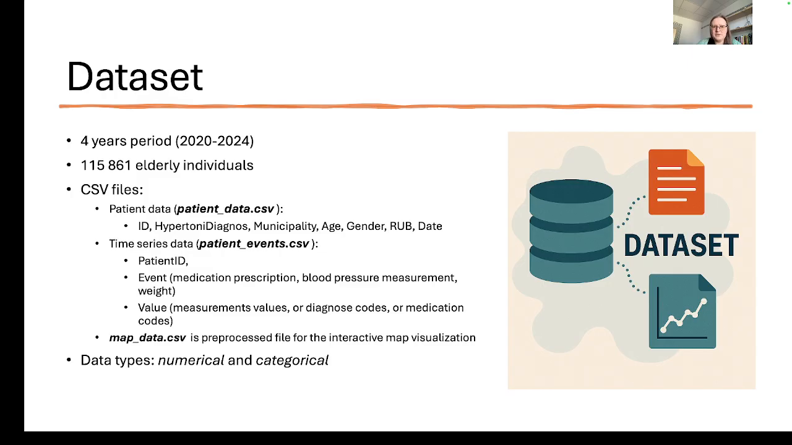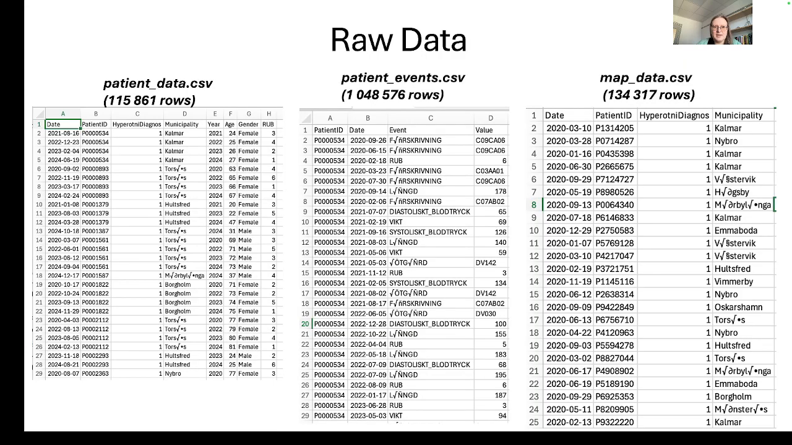And we have one more data set called map data. It is already pre-processed and a ready file for creating the interactive map visualizations. So here is how the data looks. We call it raw data because this is how it was, for example, extracted from electronic health records, which is a repository of medical data.